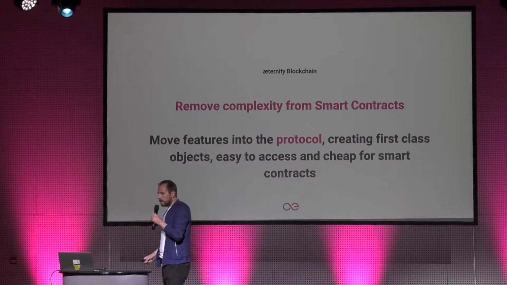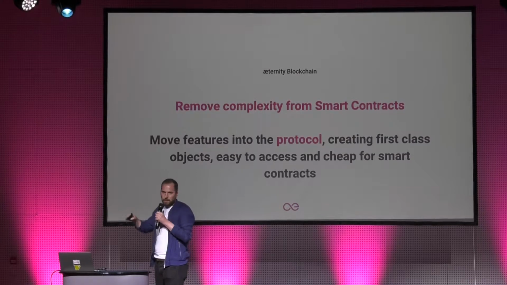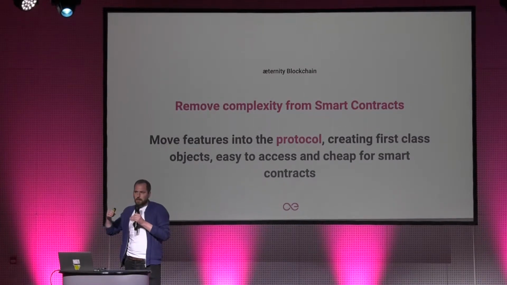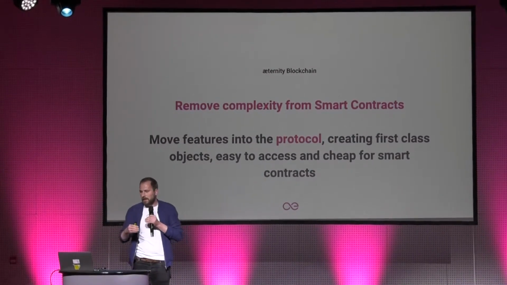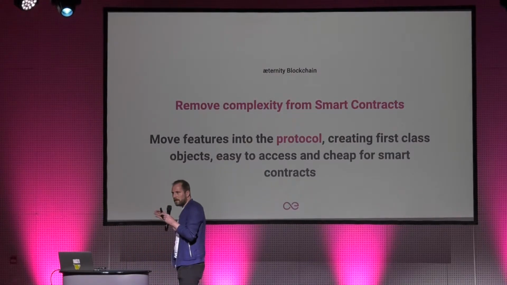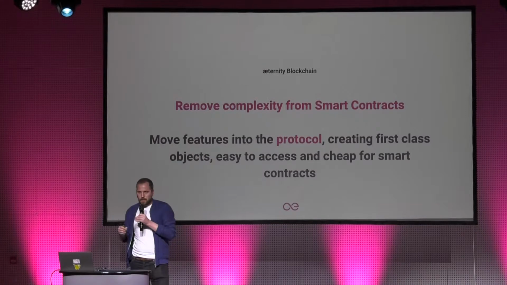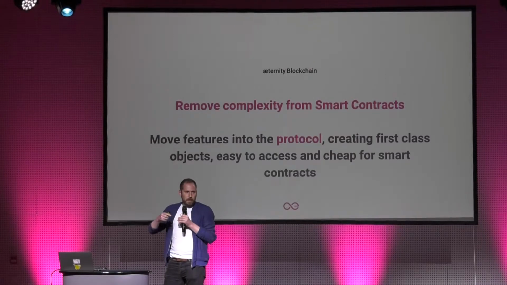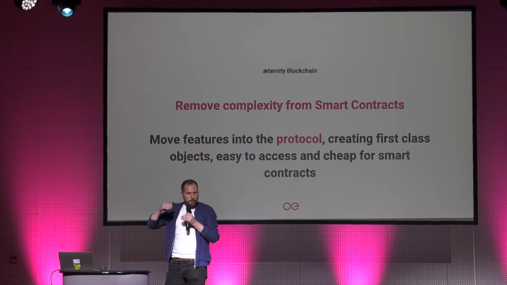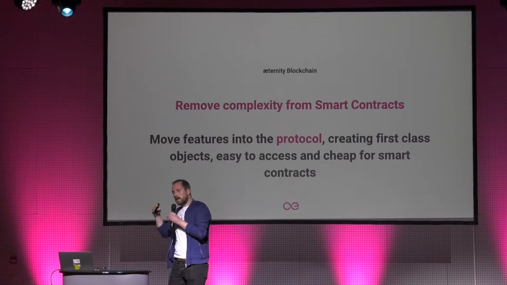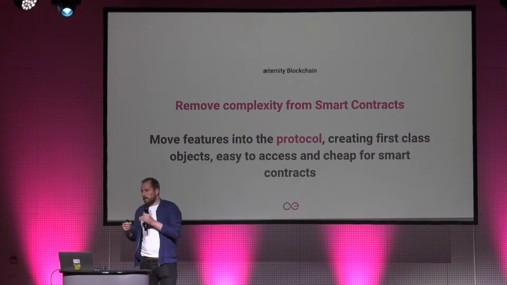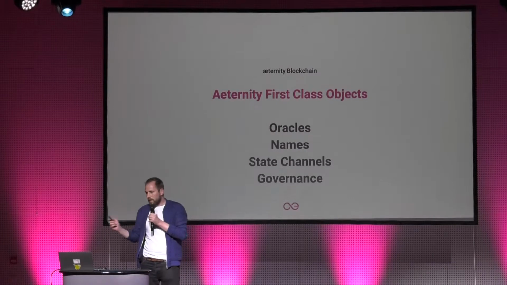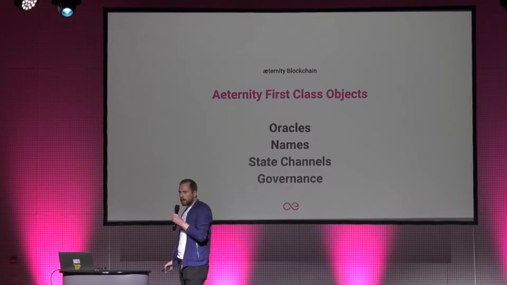So the biggest thing is that we try to remove complexity from the smart contracts and have a lot of features already natively built inside the blockchain protocol. So we call them first-class objects. I will tell you a little bit more what kind of features you can expect to build your applications. So that makes the smart contract itself that you have to build way simpler and also cheaper because the execution can be more efficient. What do we have as first-class objects? We have oracles, we have names, we have state channels, and we have a governance solution.